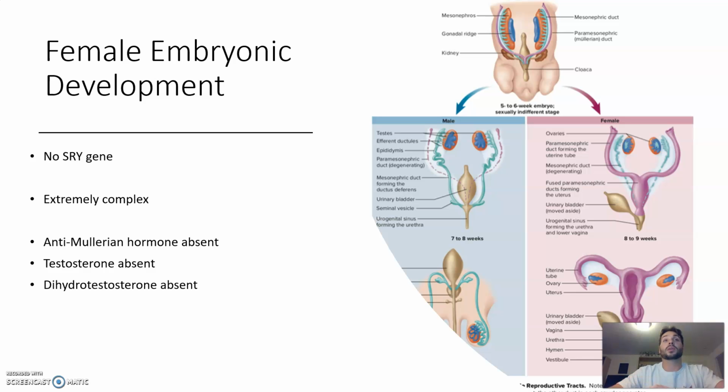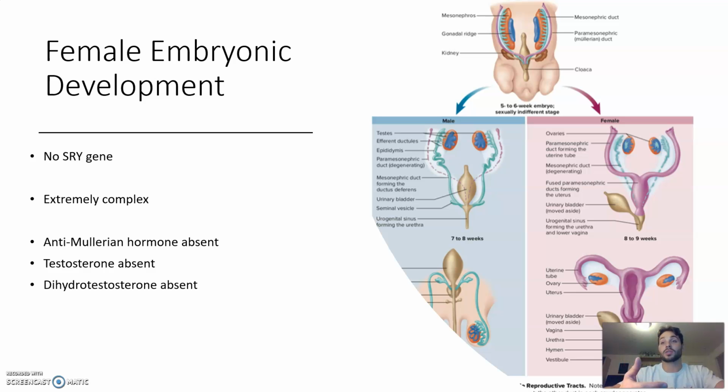Now for female embryonic development. We see the same picture here in this slide as well, but now we're focusing more on the right side in the pink area. Female embryonic development is almost the opposite of male development, except it is seen to be more extremely complex compared to the male.